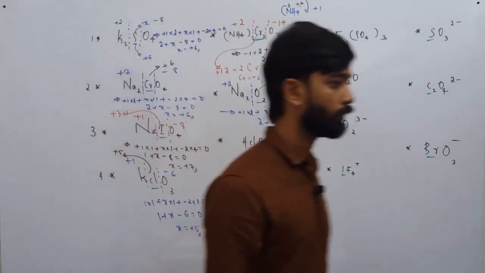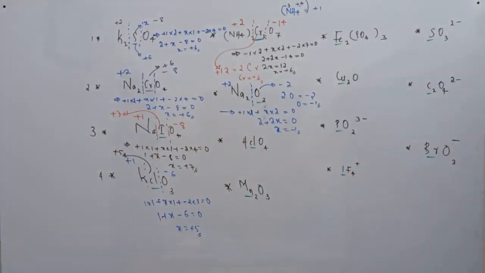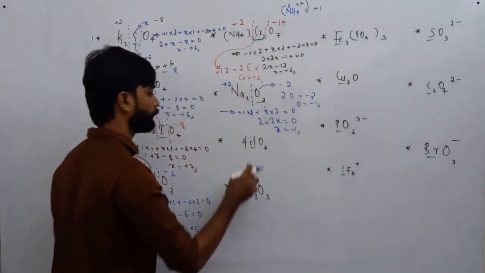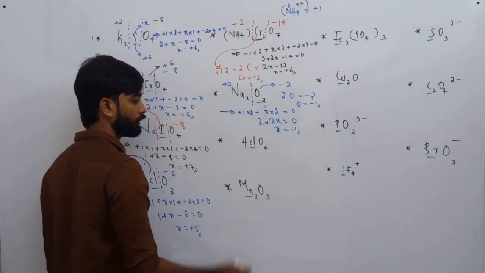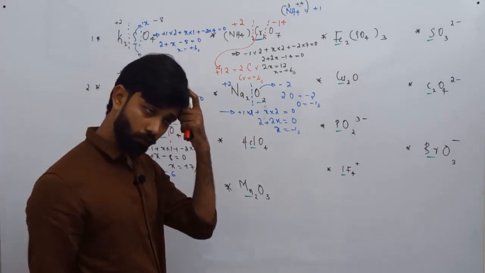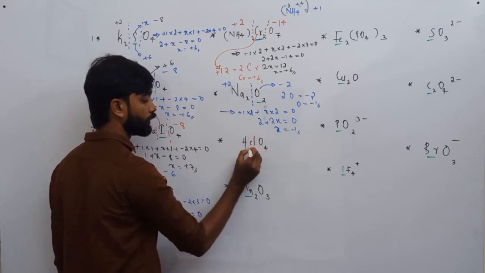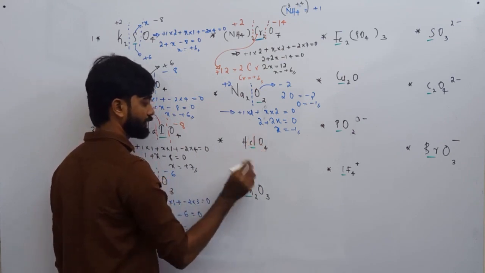Is it okay? Ready. Move to the next. Your next component is HClO4. Ready. In HClO4, let your chlorine be X, the unknown.